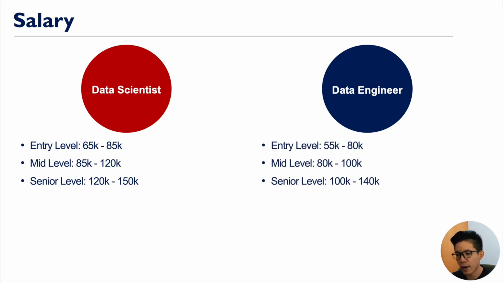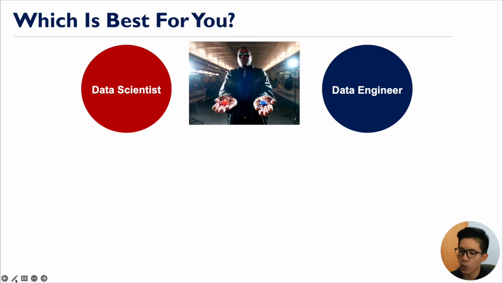If you are starting out as a data engineer, you start mostly around 55k to 80k, around that. After 1 or 2 years, if you get promoted to a mid-level data engineer, you will be taking around 80k to 100k. And finally, when you move to a senior level after a few years working, then you get around 100k to 140k.